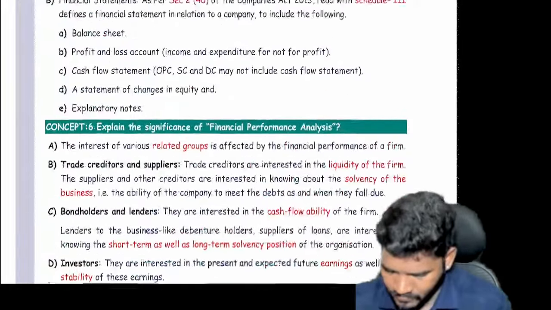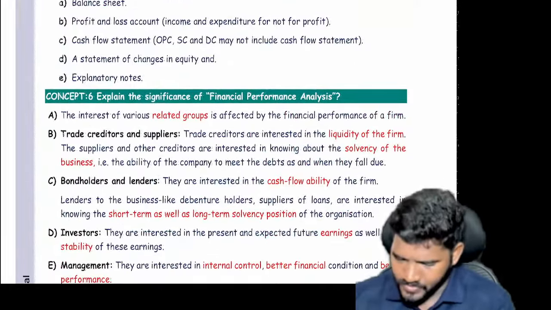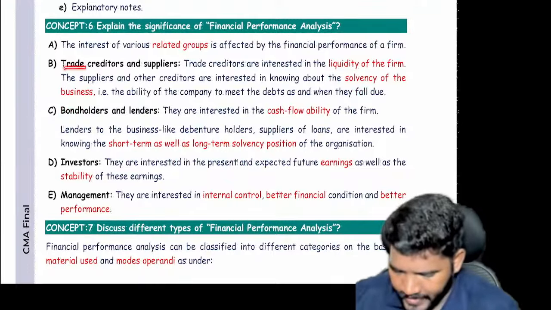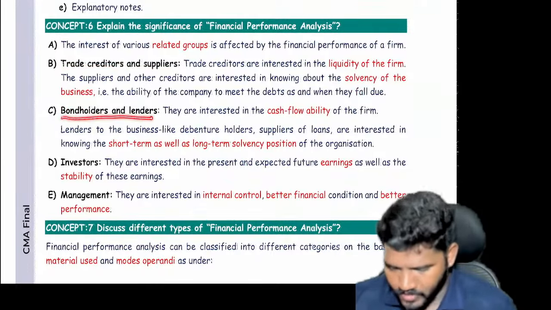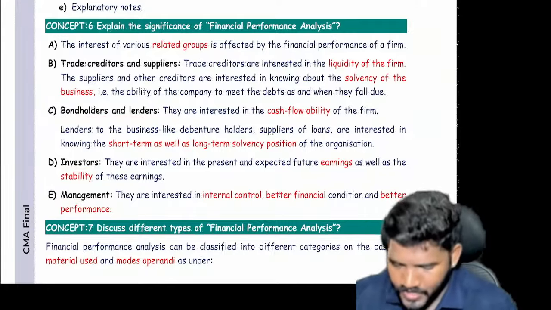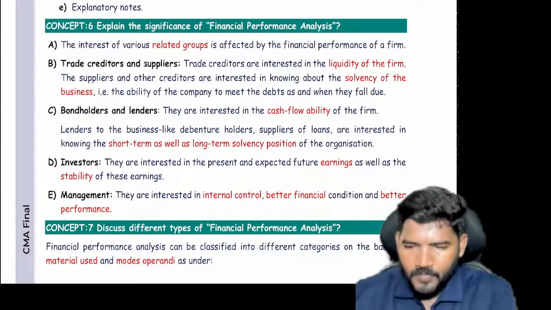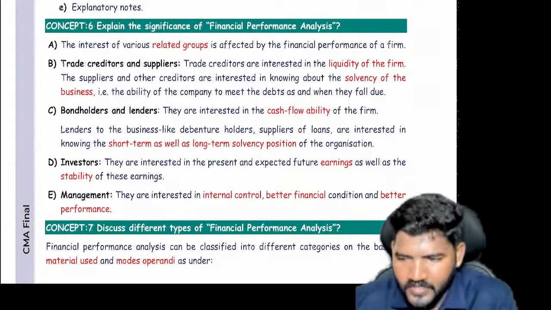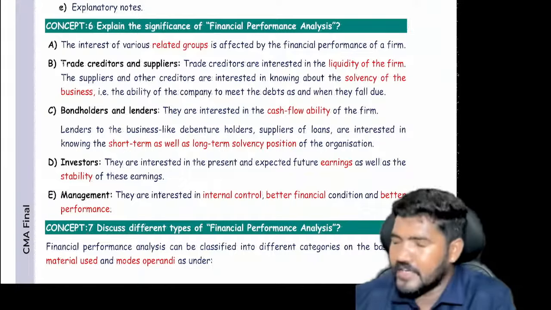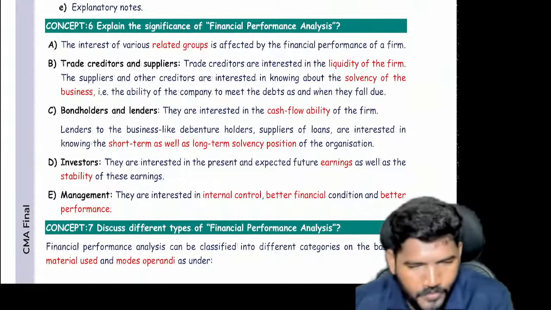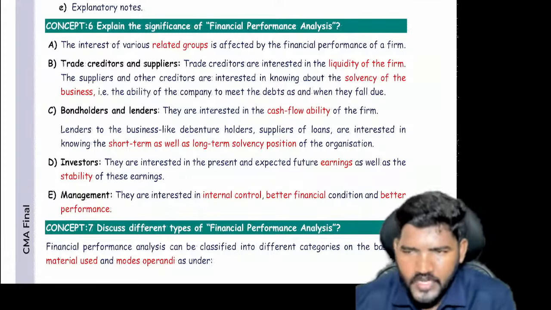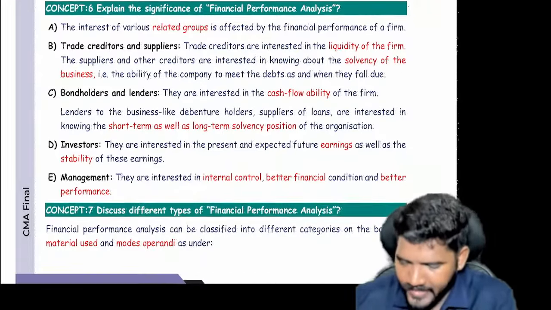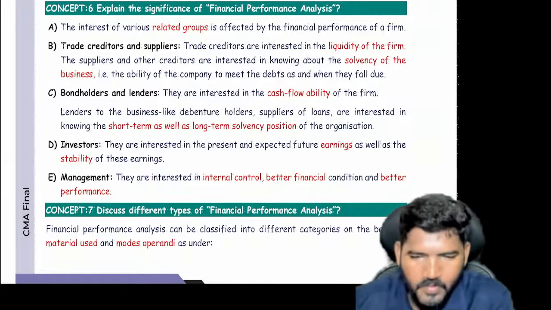So next, when it comes to financial performance analysis, different people use financial statements in different ways: trade creditors and suppliers, bondholders and lenders, investors, management. Let us take the trade creditors and suppliers point of view. They will assess our company's financial statements for knowing the liquidity position of the company. Why are they checking the liquidity position? If the company has a strong liquidity position, it can repay money within the time. That is the purpose.